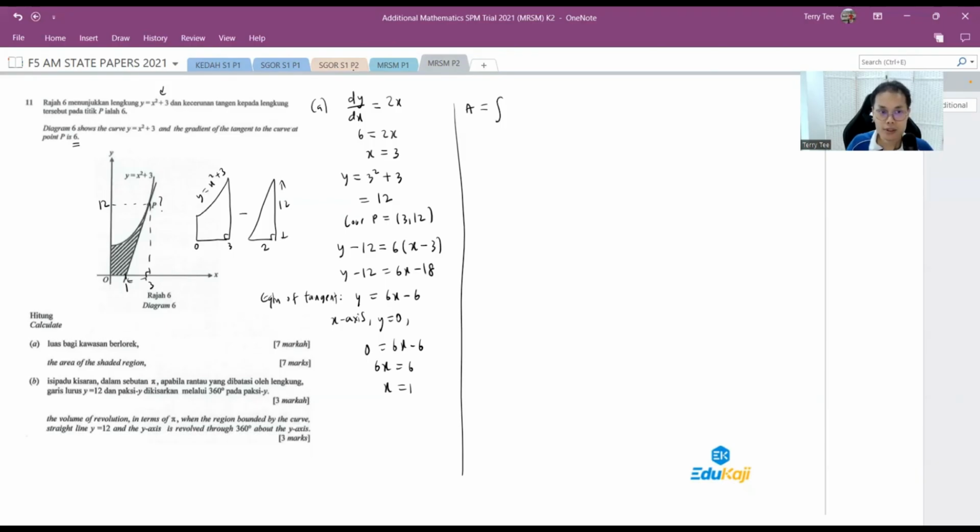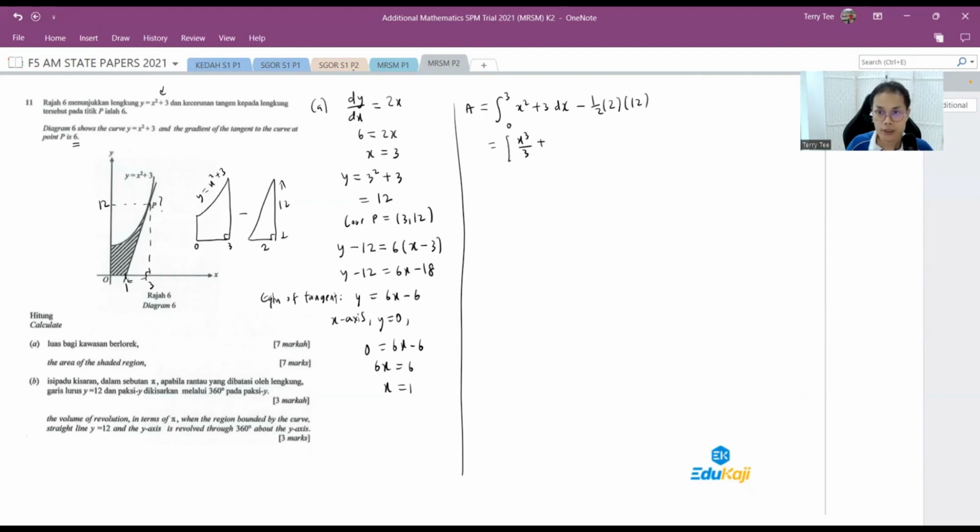Okay. So let's use integration. 0 to 3. Your function is x squared plus 3 dx. Then you minus half times base times height. So as I integrate this, I get x to the power 3 over 3.